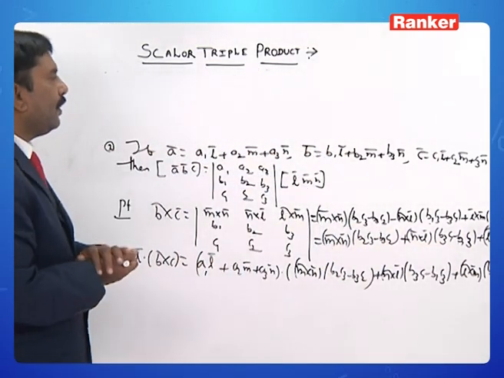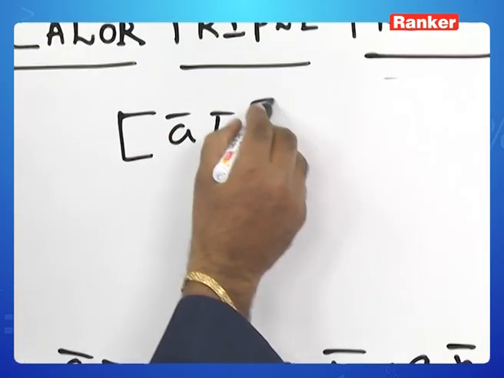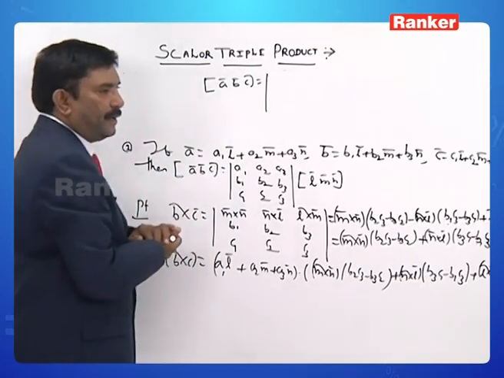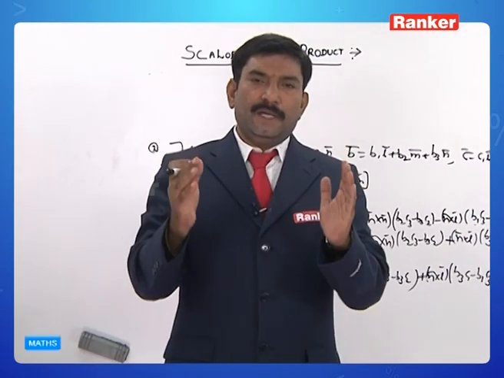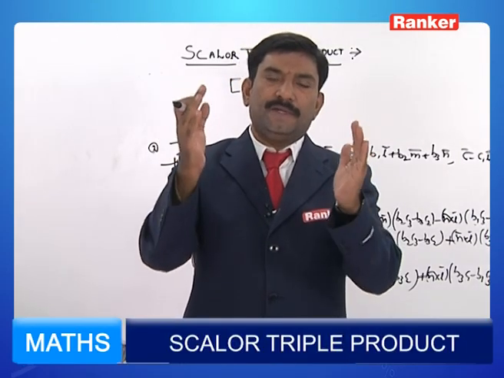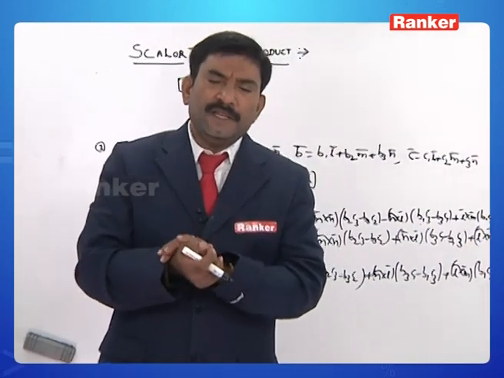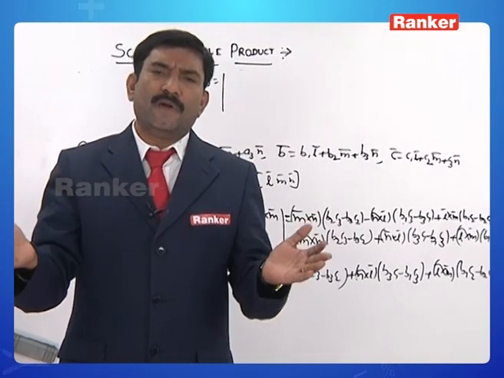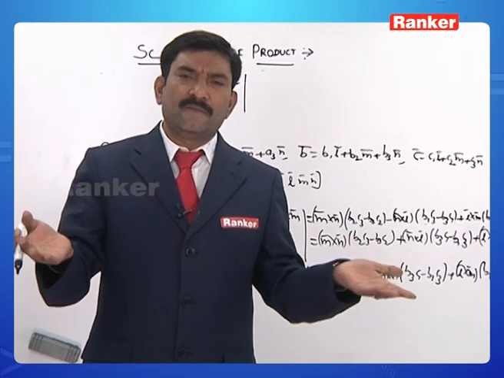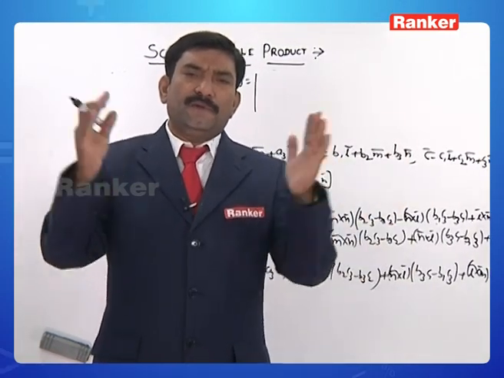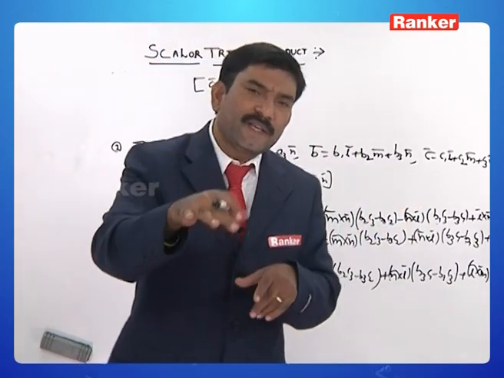So as we have shown already, if A bar is equal to A1 i plus A2 j plus A3 k, B bar is equal to B1 i plus B2 j plus B3 k, C bar is equal to C1 i plus C2 j plus C3 k, we have expressed it as a determinant. Box of ABC, the scalar triple product, is nothing but a determinant. What properties you apply to determinants, all those properties shall also be extended to box of ABC.